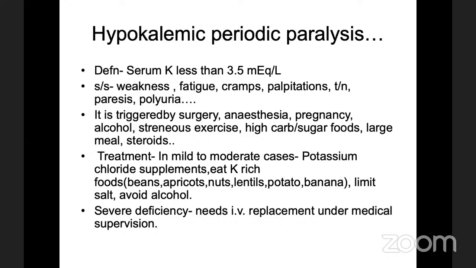So I feel in these studies, where it is a rarity, it can be precipitated by all the situations we mentioned: strenuous exercise, high carb diet, large meals, steroids, or even anesthesia and long fasting hours. The treatment in mild to moderate cases is oral supplementation of potassium chloride and a potassium rich diet.